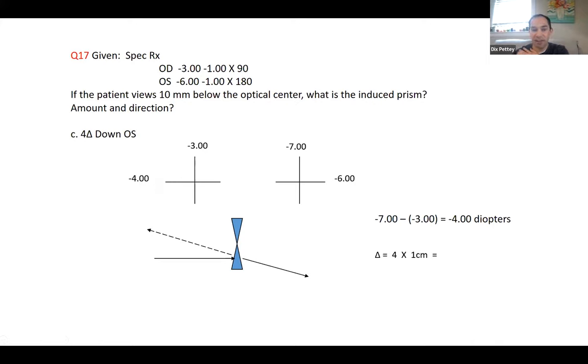At the same time, if you're more comfortable working in plus cyl, just put that in plus cyl really quick and then put it on there. But you could technically save yourself a step there. But absolutely, you did the rest right. We have a -7 in the vertical on the left eye, -3 vertical on the right. Take the difference, or add those together basically, and you get minus four diopters, 10 millimeters below. So that would be 1 centimeter. So we have 4 base down in the left eye. Great job. Any questions on that one?